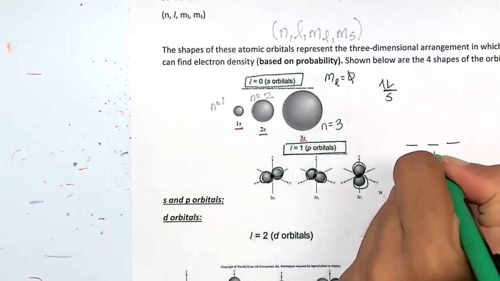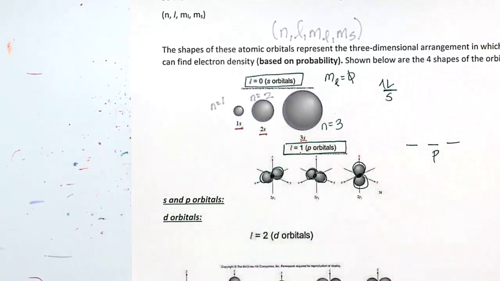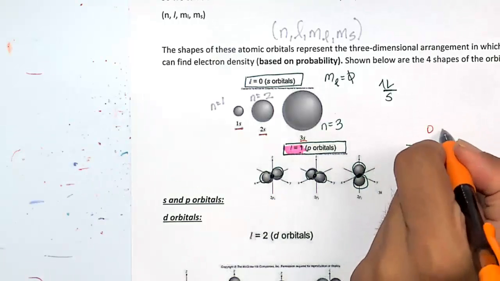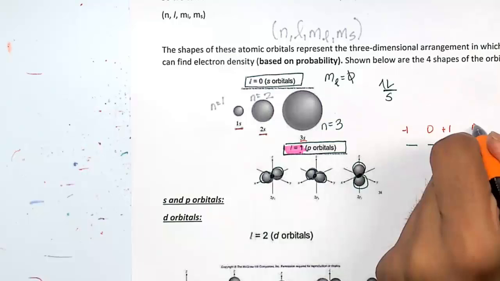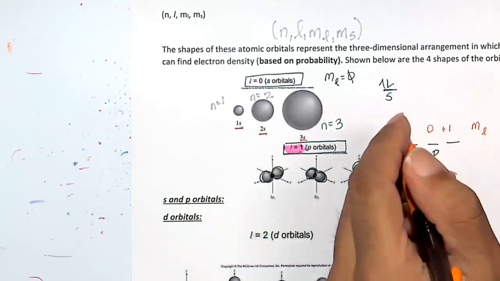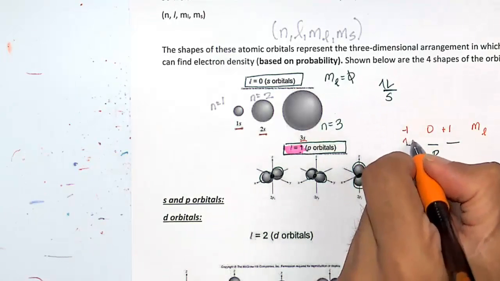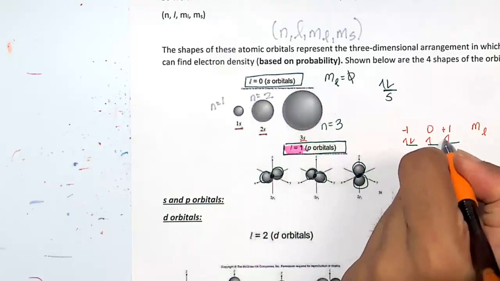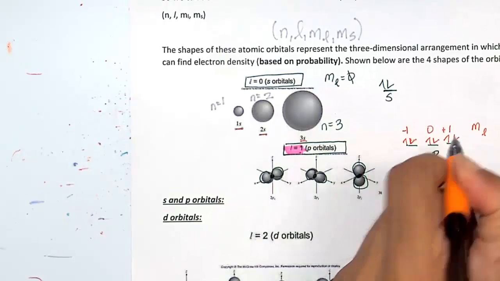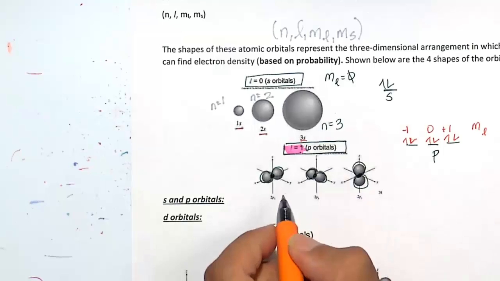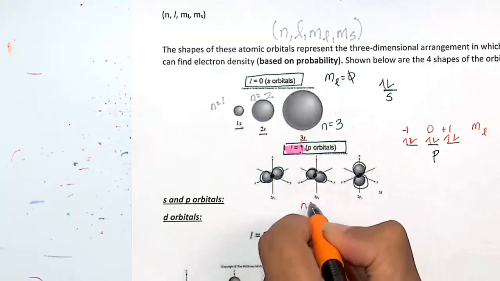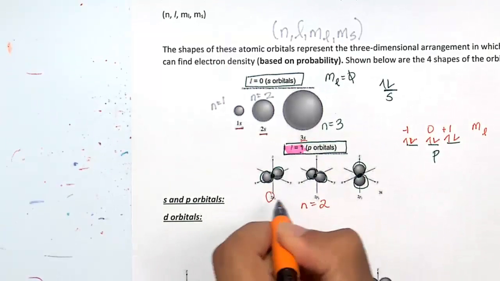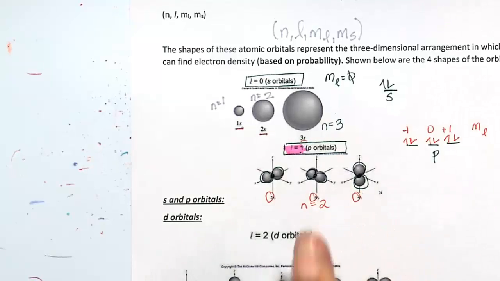P has 3 slots. L equals 1 for P, but m sub L can be 0, plus 1, or minus 1. Within 0, plus 1, minus 1, it goes spin up, spin up, spin up, then spin down, spin down, spin down. Here, this is an n equals 2 energy level. How do I know it's n equals 2? It's 2p.